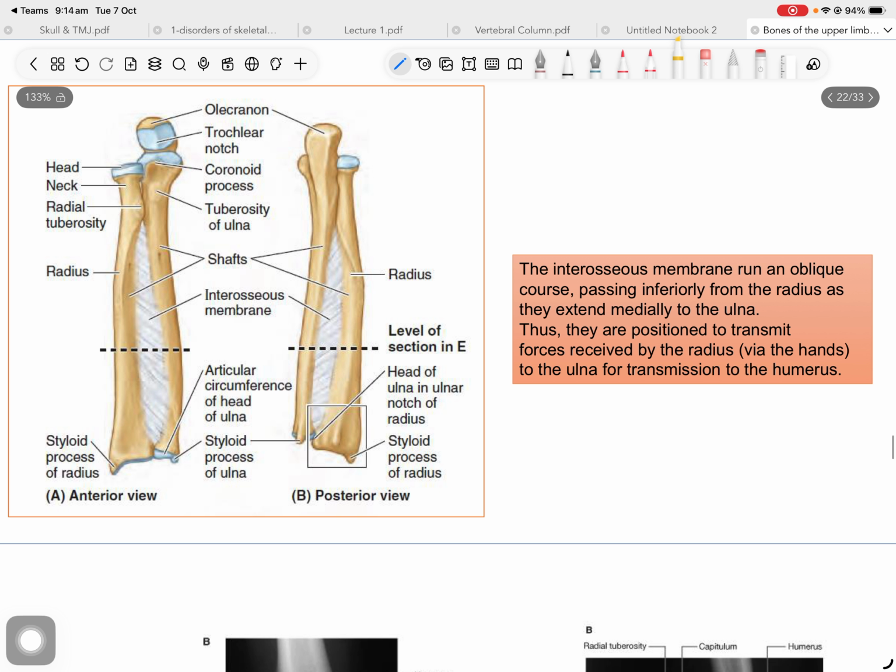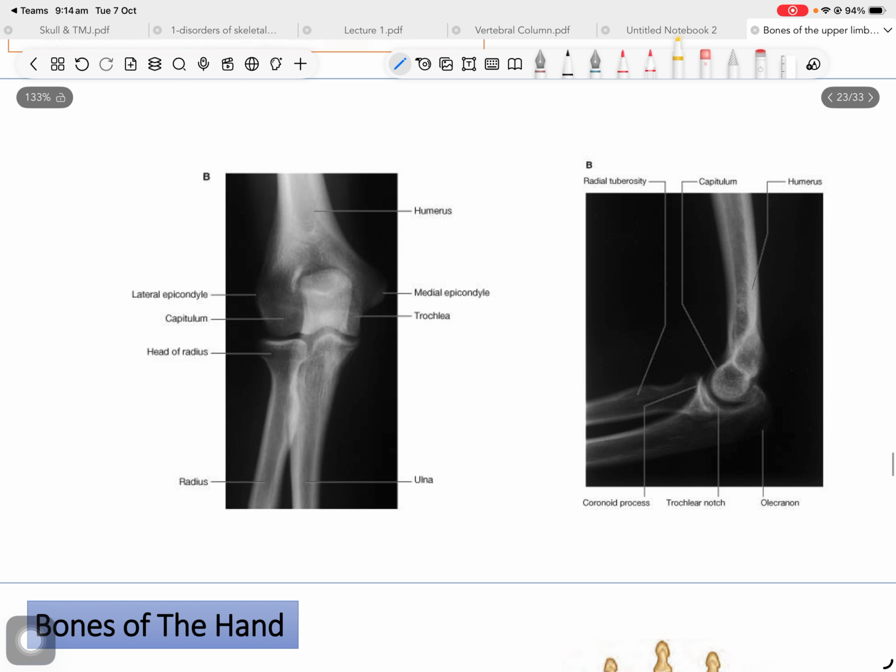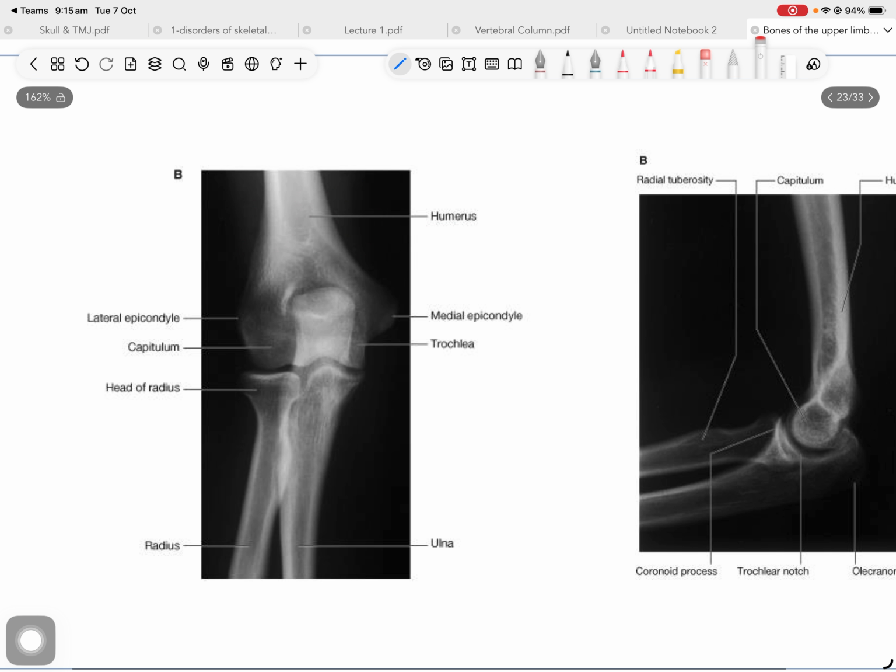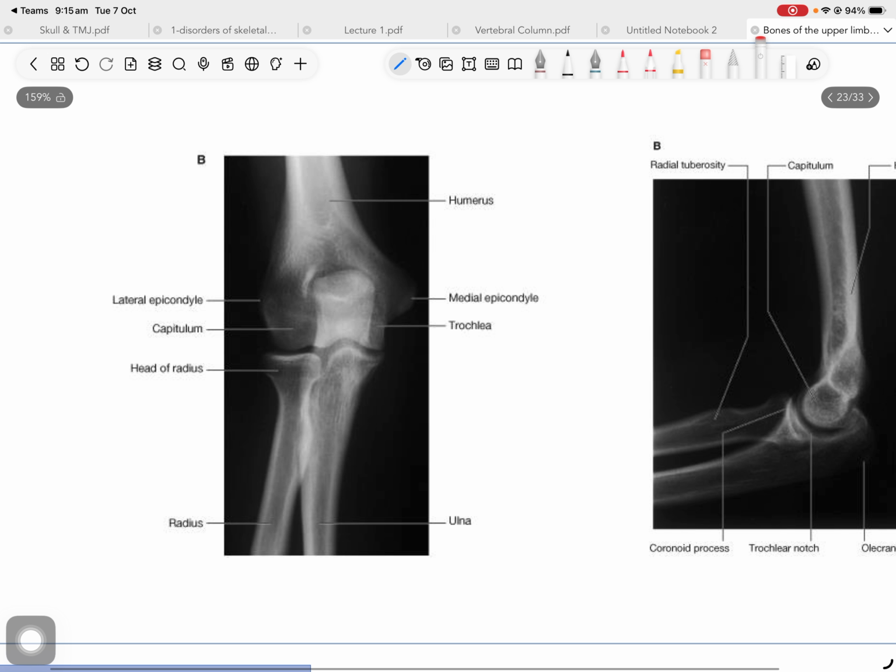Read only about the interosseous membrane, how it transfers the forces according to the direction of the membrane. Just read it for your own knowledge. Let's have a look at these X-rays. Let's see what we can notice in this area. What is this part? The humerus, which part? The distal end, right? So this is the distal end.